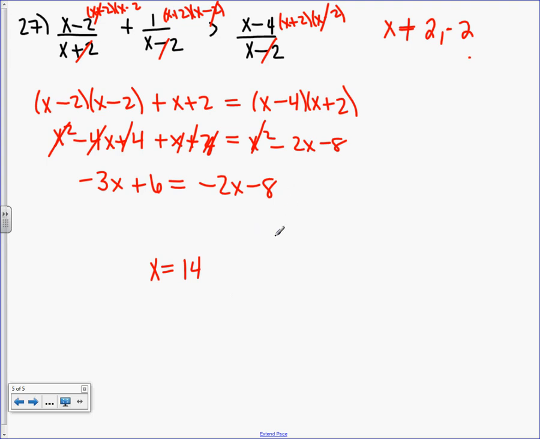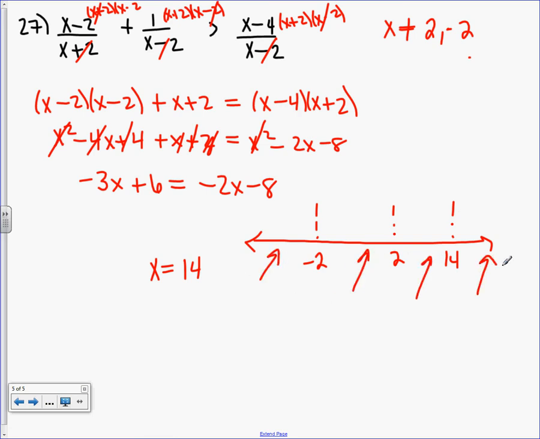Okay? So to do the check, we have to do a number line. So our excluded values and the answer we got go on the number line. And you always put them in order, right? So negative 2 is going to come first, and then 2, and then 14. So we have to check here, here, here, and here. We have to check all of those regions. Have to. If there's an easier way, I promise I would have shown you.